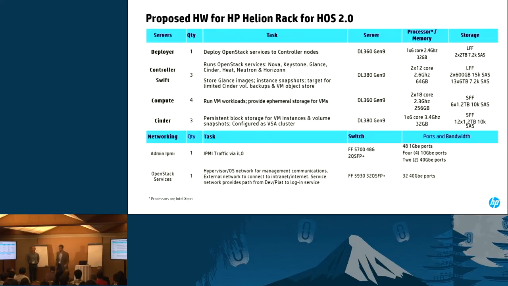Does the 2.0 version still not support Ceph? It does support Ceph. Okay. Yes, so Ceph is an option. Still, you don't recommend that kind of configuration. Well, it's not necessarily that we don't recommend it. It's just that for the reference architecture that we did here, we chose to use Swift and Cinder.